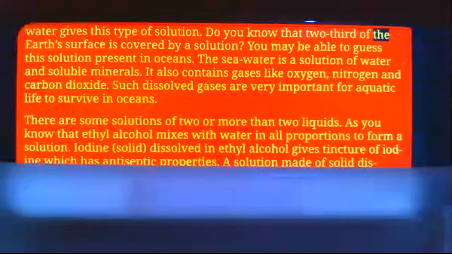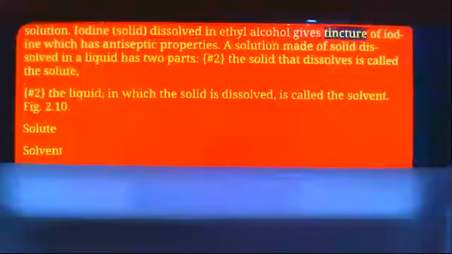Do you know that 2/3 of the Earth's surface is covered by a solution? You may be able to guess the solution present in oceans. Sea water also contains dissolved gases like oxygen and carbon dioxide. Such dissolved gases are very important for life to survive in oceans. There are some solutions of two or more liquids. As you know, ethyl alcohol mixes with water in all proportions to form a solution. Iodine, a solid, dissolved in ethyl alcohol gives tincture of iodine, which has antiseptic properties.